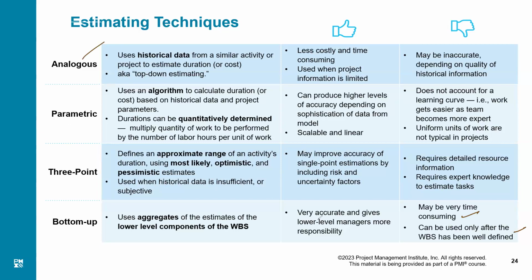So it is very accurate, that's the advantage, and it gives lower-level managers more responsibility. That is actually compared to analogous. In analogous, you get one big number for the whole project. If I am in level 3 or level 4, what is my share, or my part's share? There will always be debate with others because you have a high-level estimate. But in bottom-up, every level has the estimate. So whatever level I'm in, higher or lower, I know what the timeline is for me, what the budget is for me, etc.